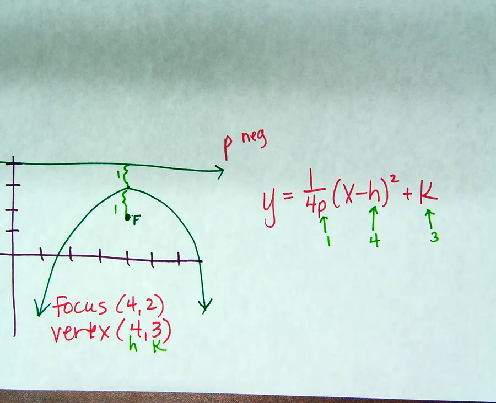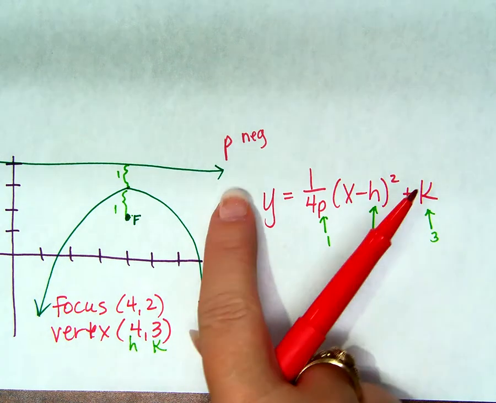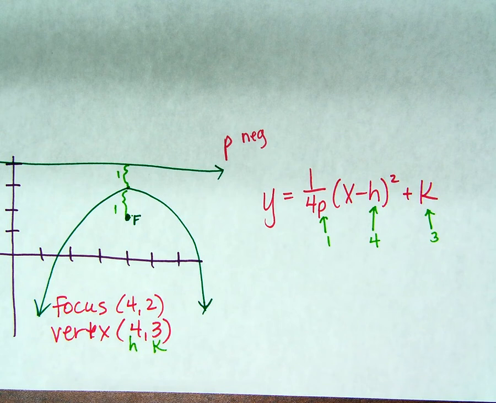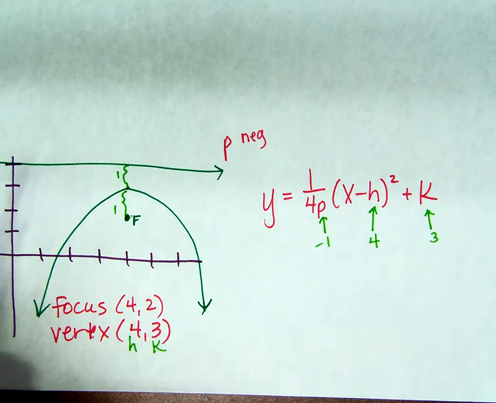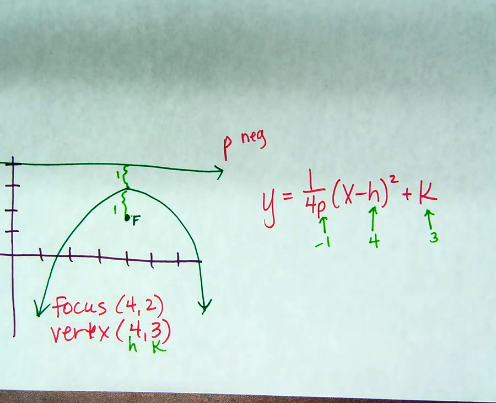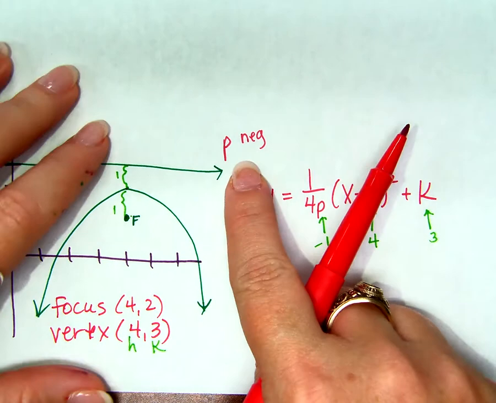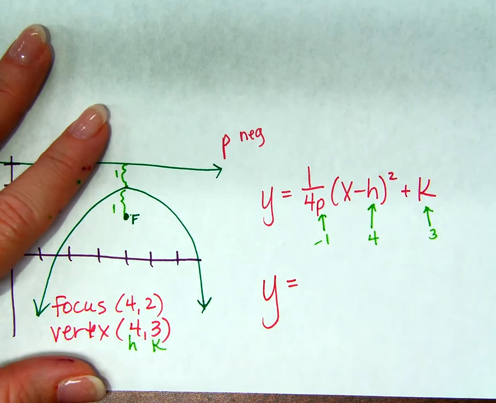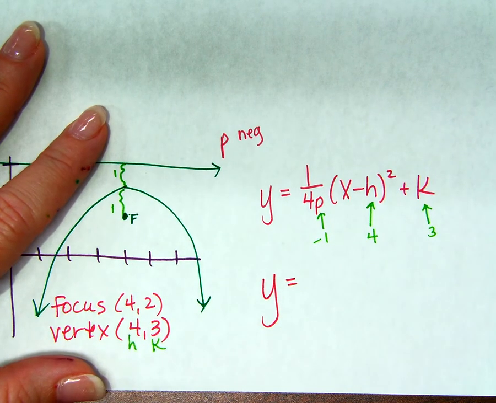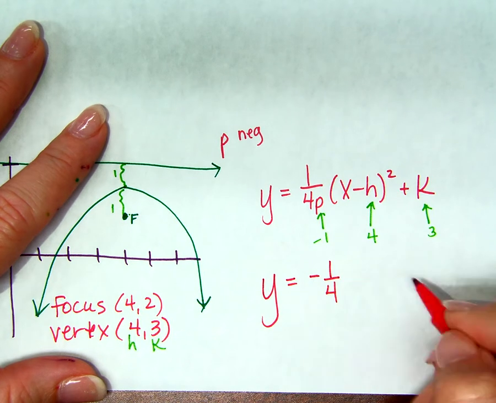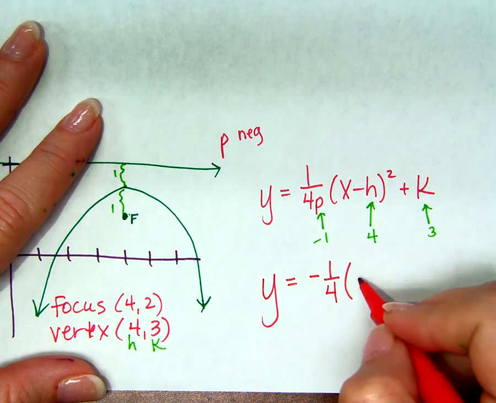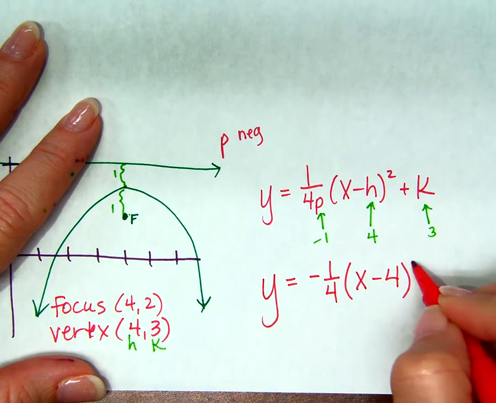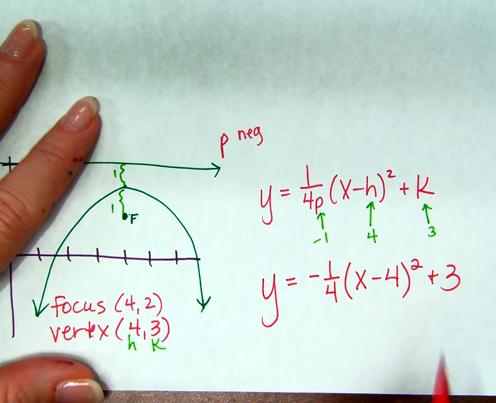Now I said something a minute ago and then I said it wrong just now. I said for sure that p is negative, and then I wrote that p is 1. What should the value for p be? Negative 1. Well, that was something easy to catch. Well, hopefully we would have caught it eventually, right? We wrote ourselves a note to help us, and that's what helped us. Okay? Now write our equation. What is it? Negative 1/4 (x minus 4) squared plus 3. Done.